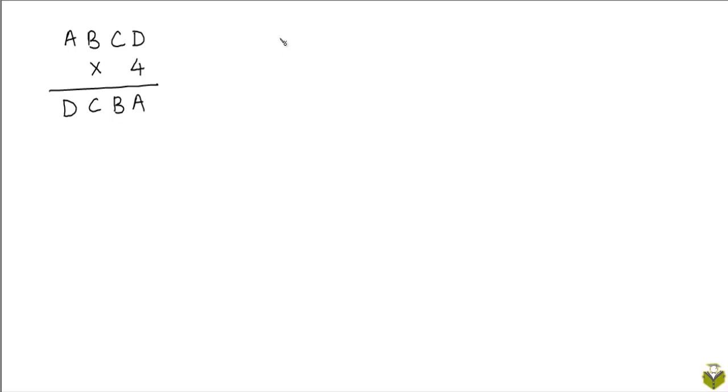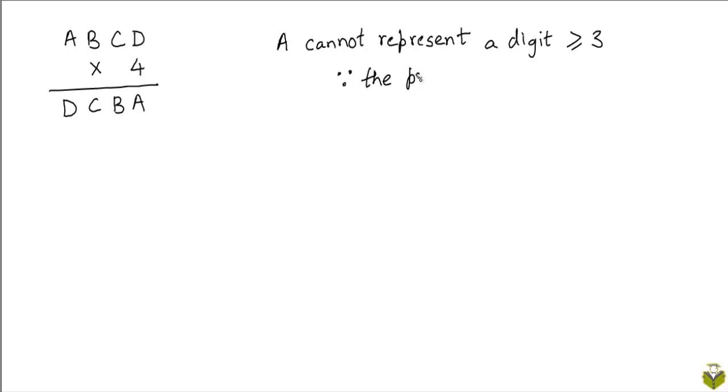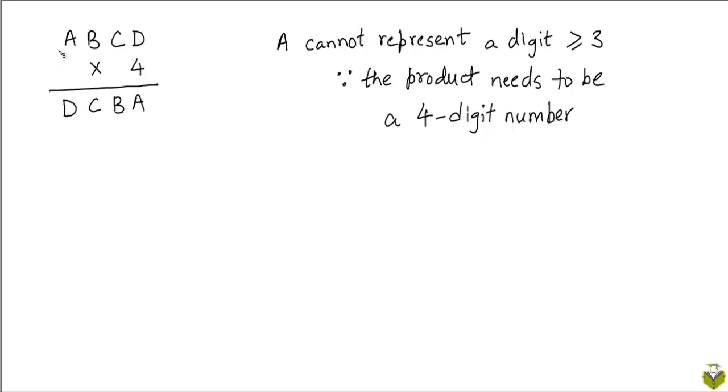So the letter A cannot represent a digit that's greater than or equal to 3, because the product is constrained to be a 4-digit number. And if A was chosen to be a digit greater than or equal to 3, then the product would have at least 5 digits. So the possible values that A can take would be 0, 1 and 2. In fact, A cannot be a 0 either because we cannot have leading zeros in our numbers. So A can either be 1 or A can be 2. These are the only 2 possible values for A at this stage.